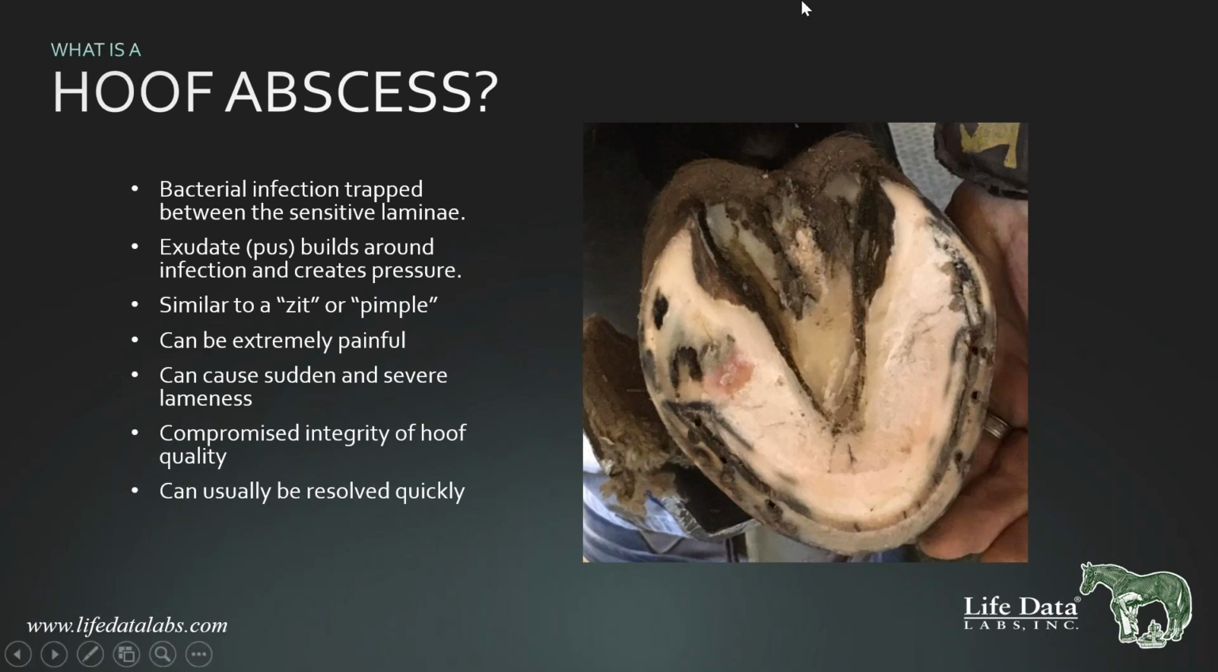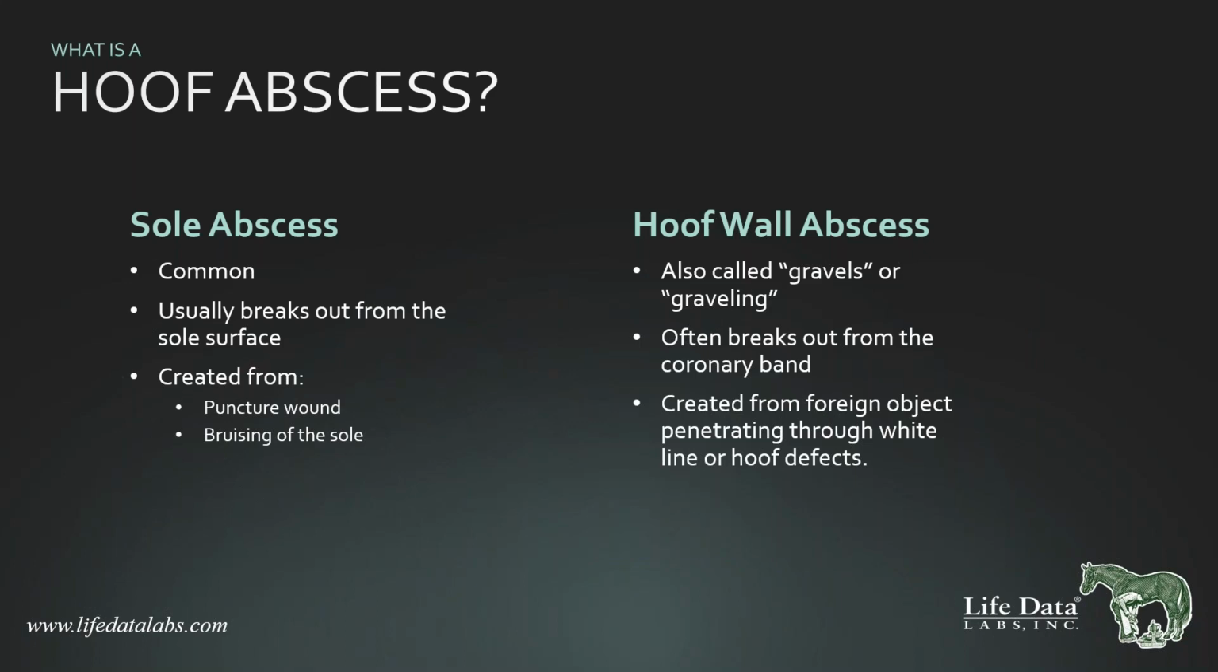A lot of times, our entry point for this bacteria is going to involve the white line area here. That white line area may be compromised, it may be weakened. We may also have thin hoof walls, or cracks and chips in it. We may have old nail holes, which are entry points for bacteria. So what happens is that this bacteria enters the sensitive area, and then we have an infection that starts at that point. On our next slide, Darren is going to talk about the different types of abscesses.